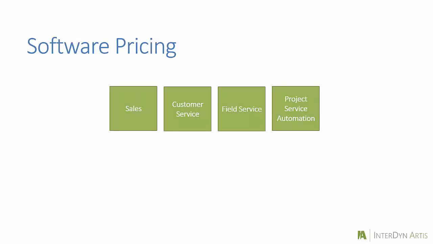Dynamics 365 Enterprise Edition has 4 major components: sales, customer service, field service, and project service automation. We spent the majority of our time looking at the sales application today. We're certainly interested in discussing the other ones if anybody is interested out there in TV land.